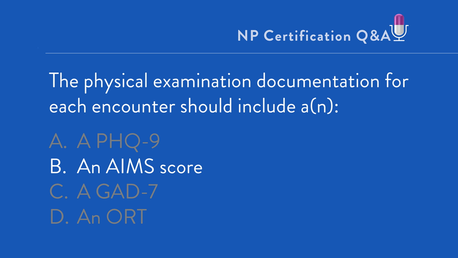But you can be distracted. Don't be fooled. It's easy to find yourself going off with the things you're more familiar with, the PHQ-9, the GAD-7. But as always, remember to answer the question that is asked of you. And the question is, the physical examination documentation for each encounter should include, and for every patient on an antipsychotic, the physical examination documentation should include an AIMS score.